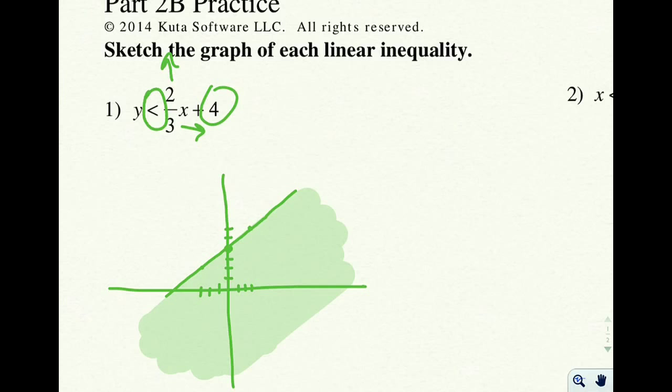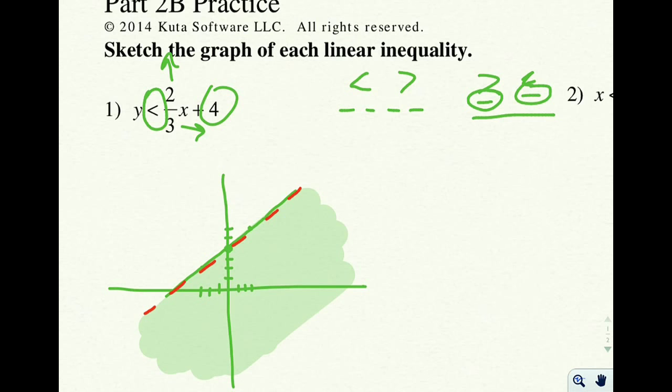The second thing is, less than or greater than is going to give you a dashed line, whereas less than or equal to, greater than or equal to is going to give you a solid line. And that little thing below would tell you that it's going to be a solid line. So in this case, we actually have a dashed line. So let's make this dashed. Clean that up there without erasing my shading. But that would be how you would complete that first one.